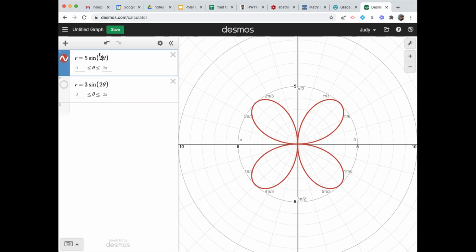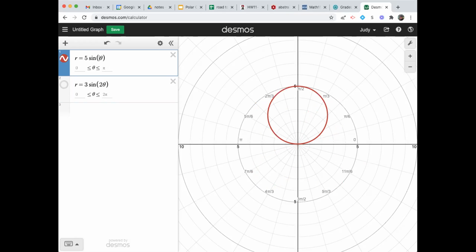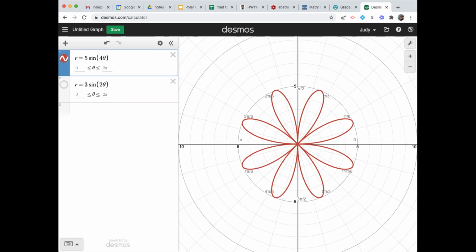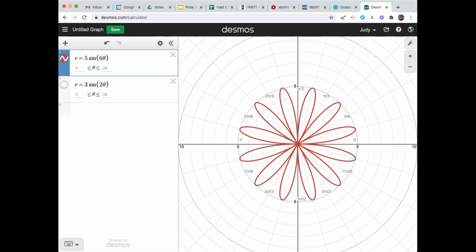Okay. Let's see if Eric is correct. I'm going to change this 2 to a 4. Let's see, 1, 2, 3, 4, 5, 6, 7, 8. 8 petals. Okay. What do you think if I change the 4 to a 6? How many petals do you think? Okay, let's see. 6. Let's see, 1, 2, 3, 4, 5, 6, 7, 8, 9, 10, 11, 12. Yeah, 12 petals.